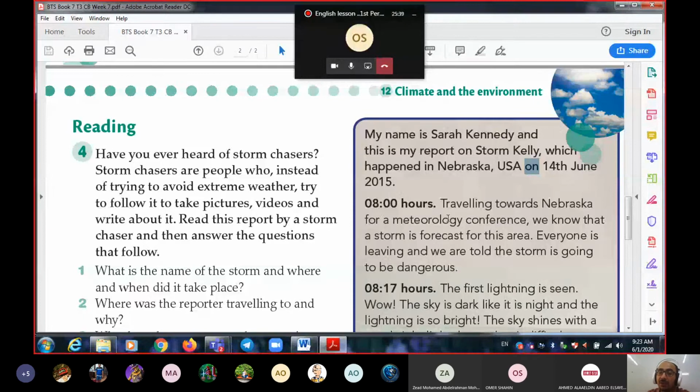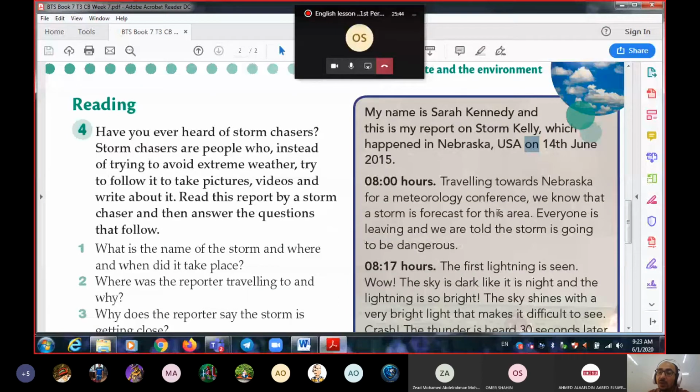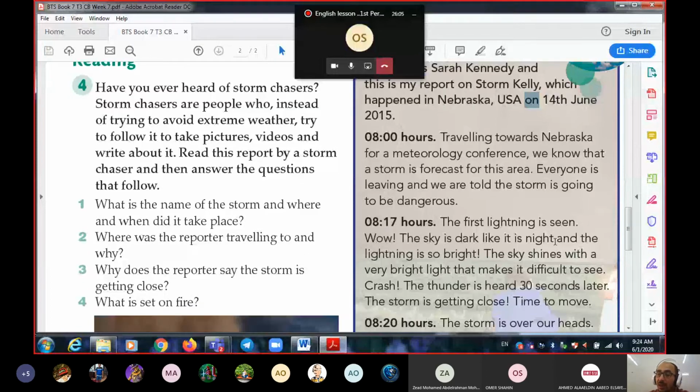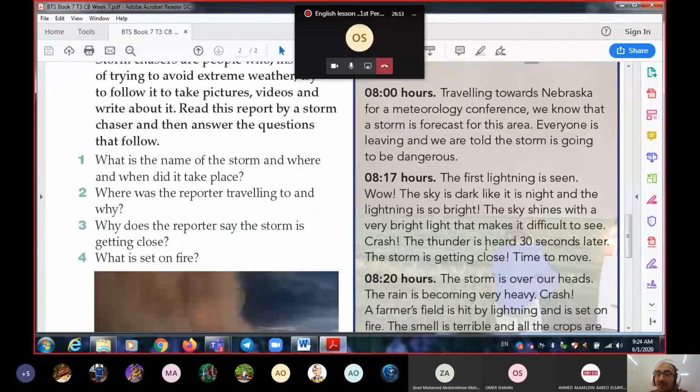8 hours traveling towards Nebraska for a meteorology conference. We know that a storm is forecast for this area. Everyone is leaving, and we are told that the storm is going to be dangerous. 8:17 hours. The first lightning is seen. Wow. The sky is dark, like it's night, and the lightning is so bright. The sky shines with a very bright light that makes it difficult to see. Crash, the thunder is heard 30 seconds later. The storm is getting close. Time to move.